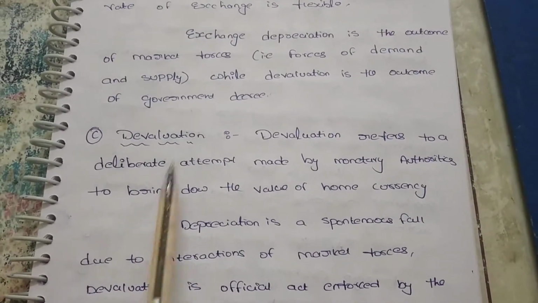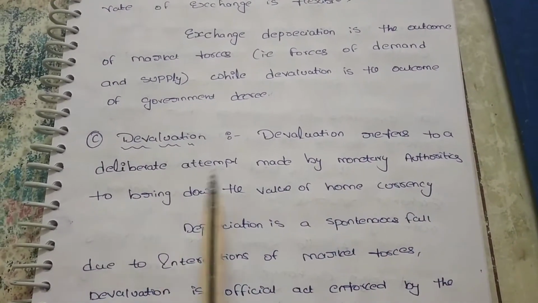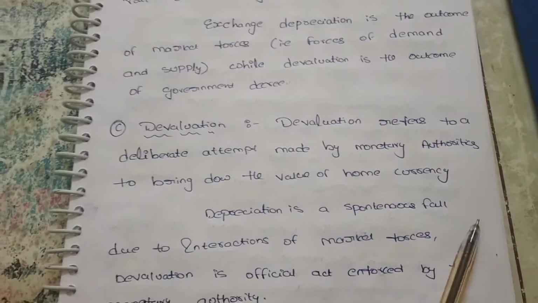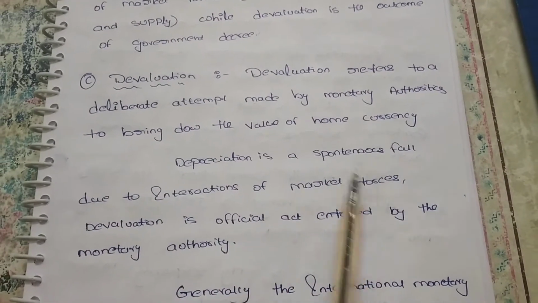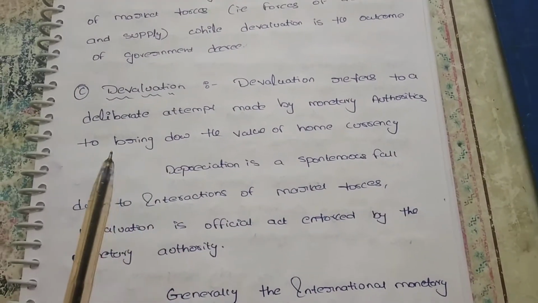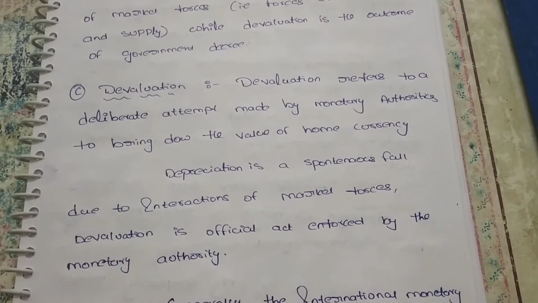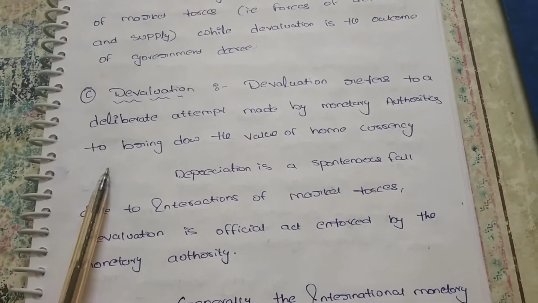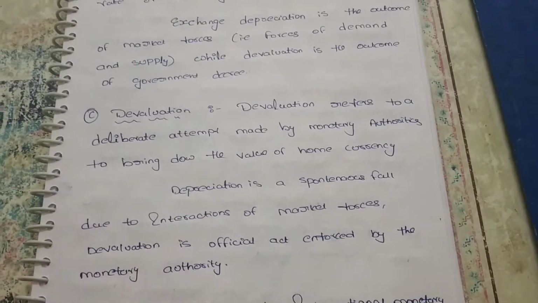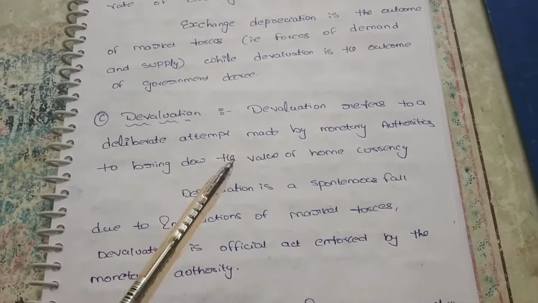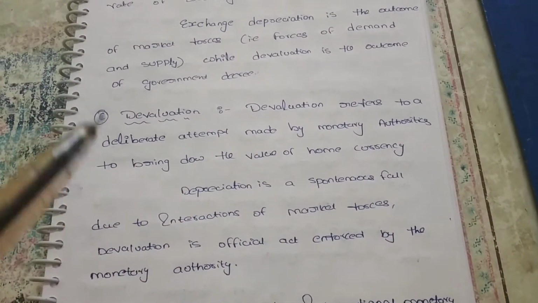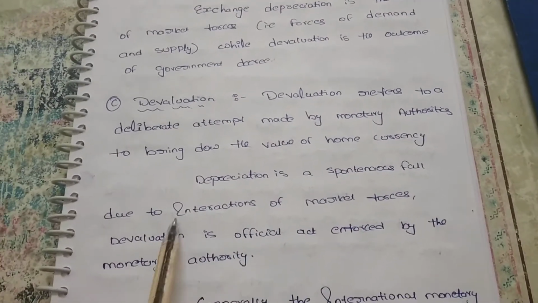Next, devaluation. Devaluation refers to the deliberate attempt made by the monetary authorities. It is a deliberate, important attempt to bring down the value of the home currency. Exchange depreciation also brings down the home currency, and devaluation also brings down the home currency, meaning our country's currency value is decreasing compared to foreign exchange. For that reason we can restrict our imports.